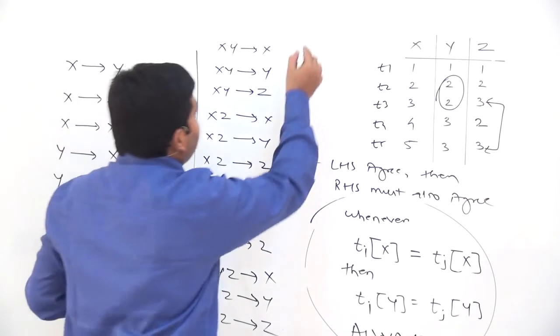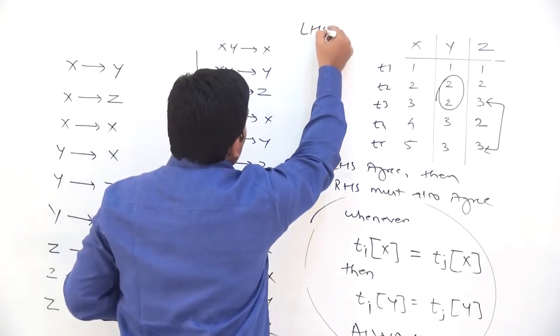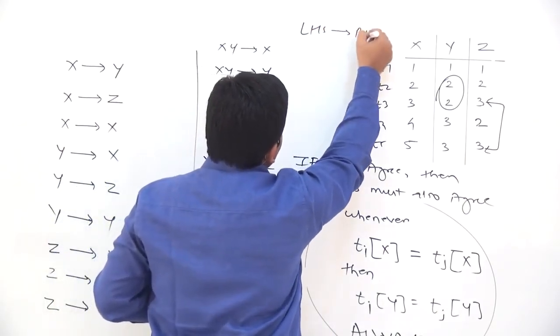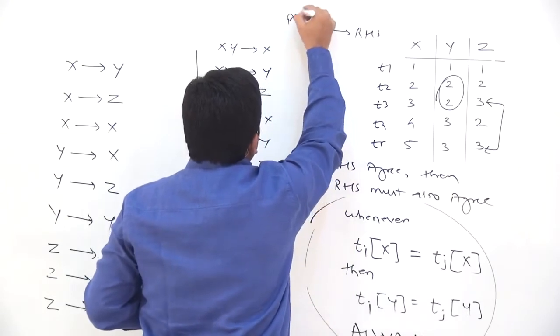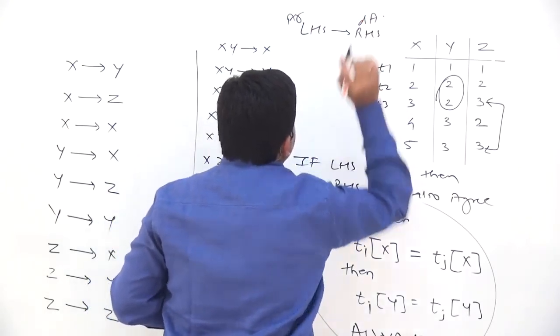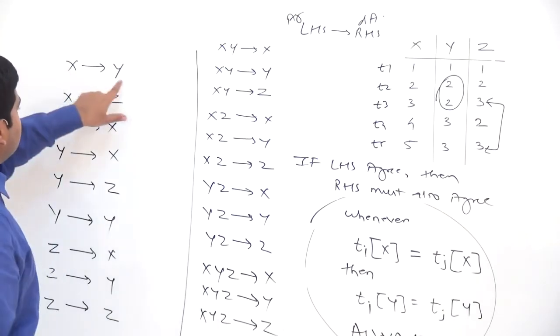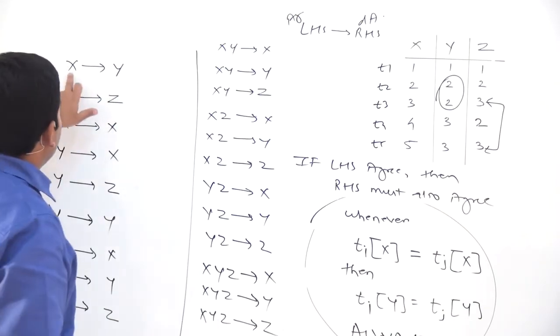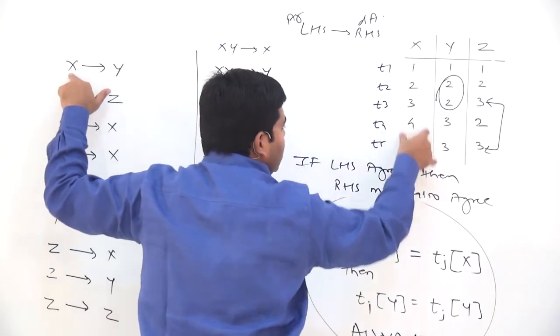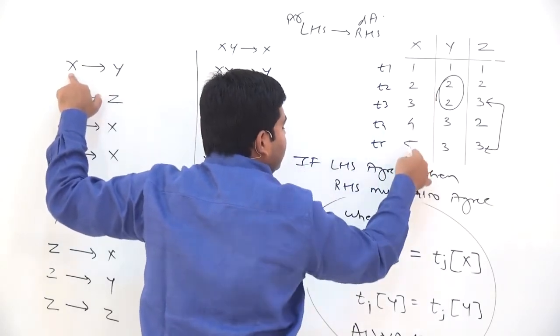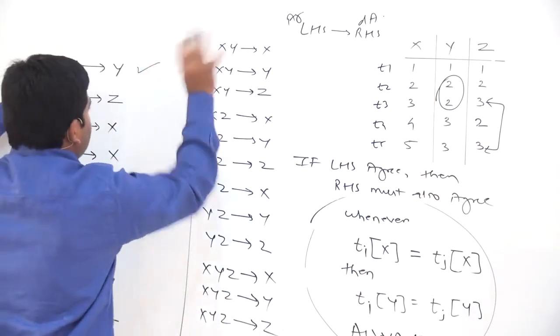Okay, let us remember the rule for violation. For violation we need agreement in the left hand side and disagreement on the right hand side. Fine. Now let's see whether x gives y violates the rule or not. Check whether there is any agreement on the left hand side. There is no agreement on the left hand side, and therefore this rule is satisfied.